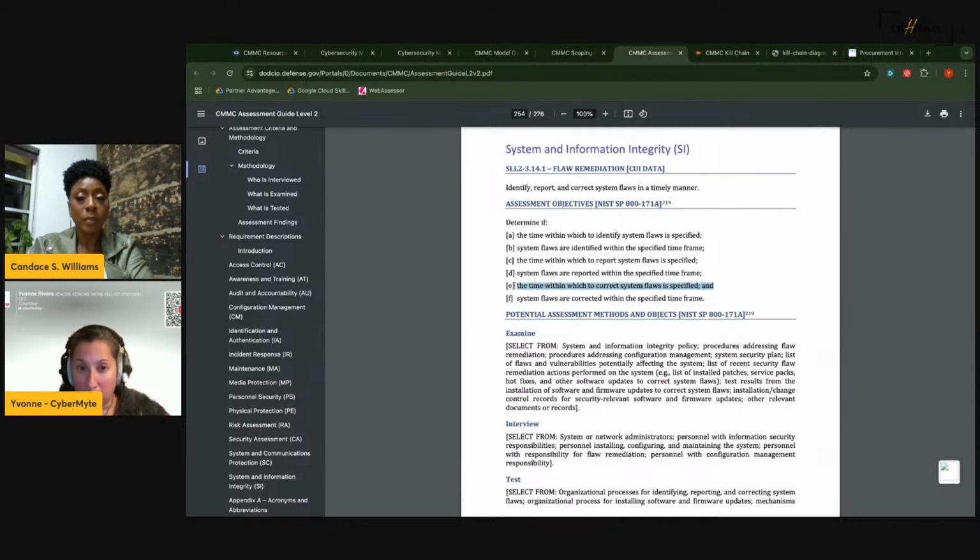What you need to keep in mind is whatever you do not answer. For example, the time within which to report system flaws is specified. Let's say that's C, and you don't have anything written there. Highlight it in red, and write in your POA&M that we need to come up with a time within which to report our system flaws. Then you come up with that time, who you're going to report those flaws to, and what that process will look like, and then you update your SSP through your configuration management process.